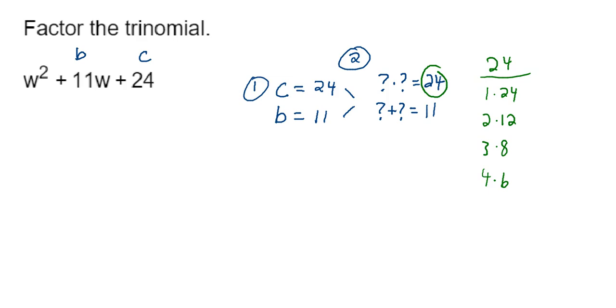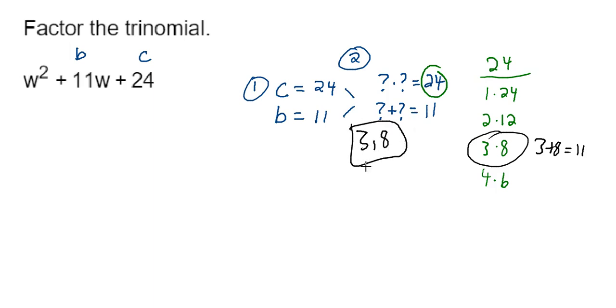And then look at that list to find one that adds up to 11. And so it'll be this set right here, right? 3 times 8 gives me 24. 3 plus 8 happens to add up to 11, which is exactly what I'm looking for. So the two numbers I'm looking for here are 3 and 8. 3 times 8 is 24. 3 plus 8 is 11.